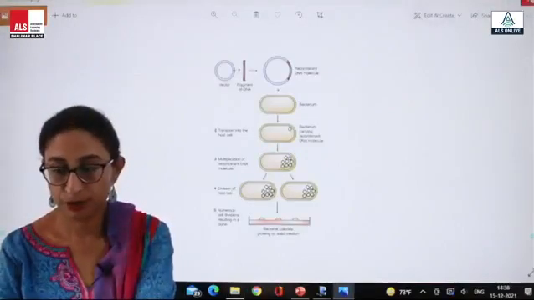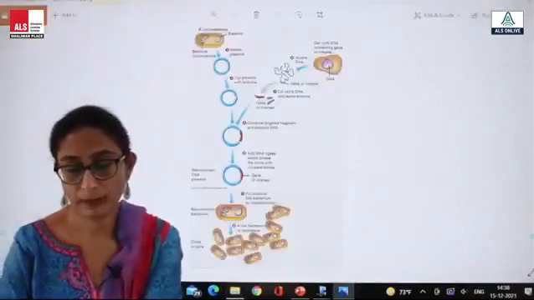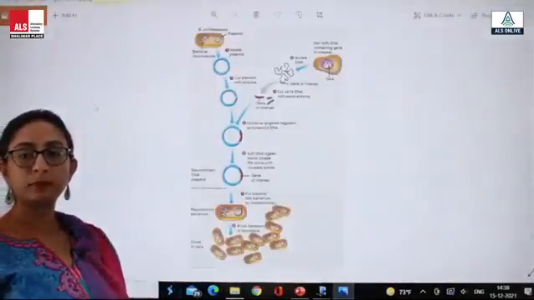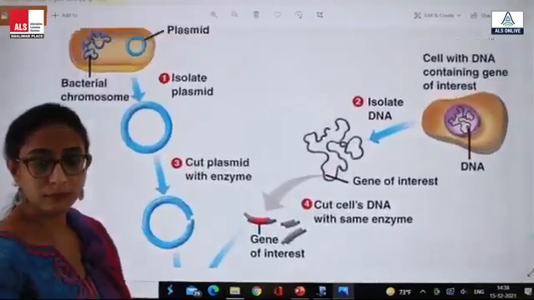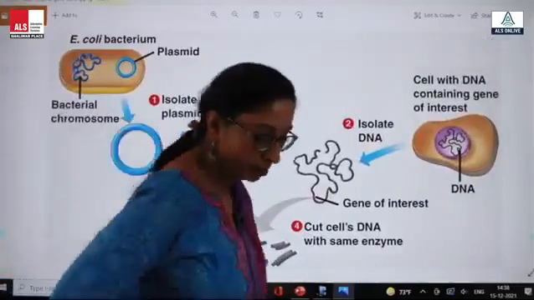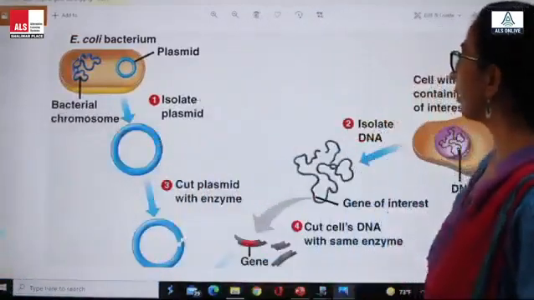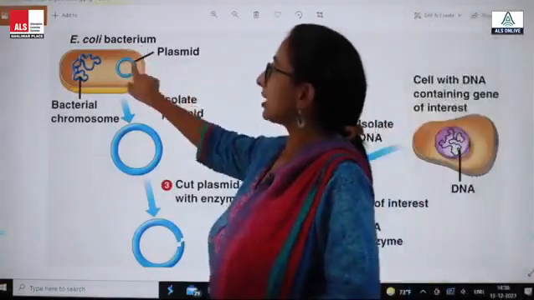This is also the same picture. Here, this picture. So first, here you can see this is a bacterial cell which has the plasmid.